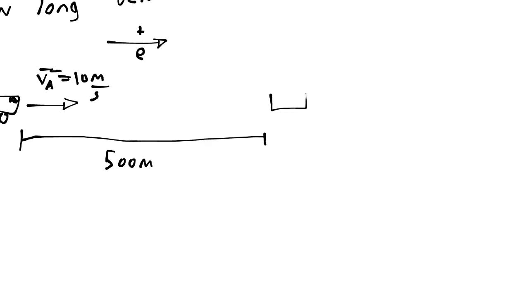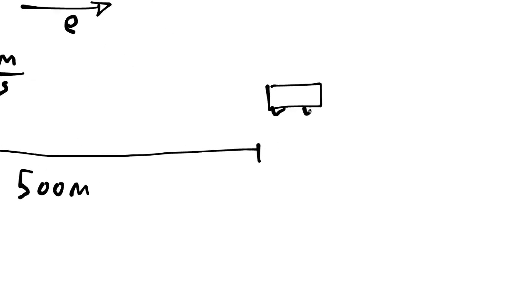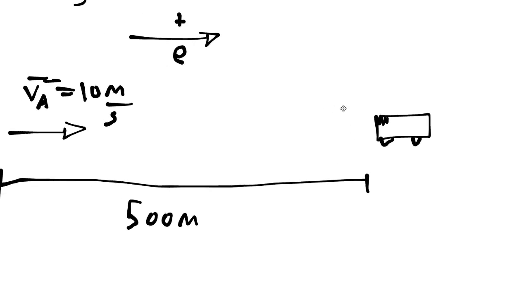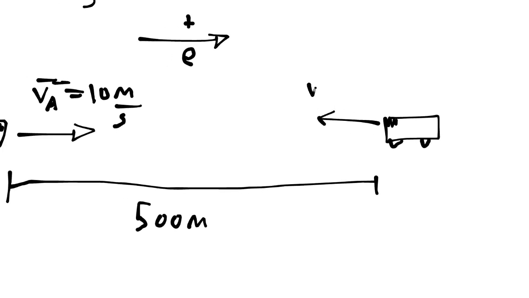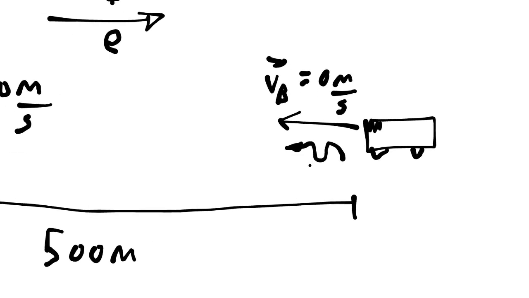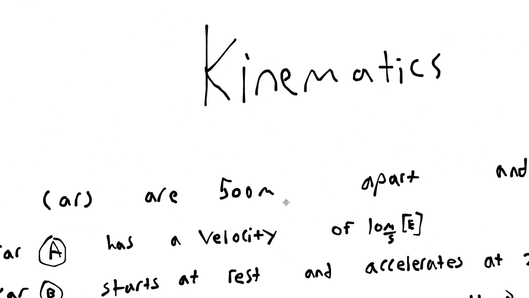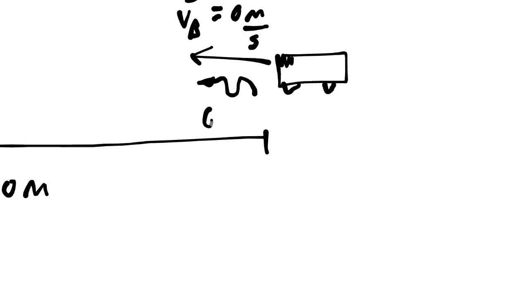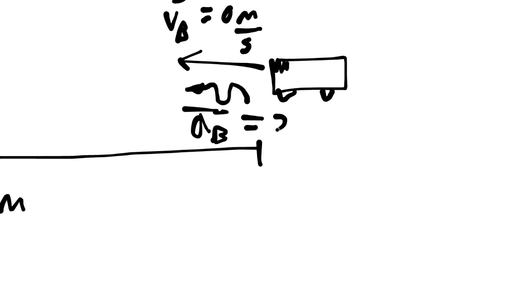And then there's car B over here. And its velocity at the start, so velocity B is equal to 0 meters a second. But it does have an acceleration. So it is an acceleration of, what is it, 2 meters a second squared? Yeah, so 2 meters a second squared. Acceleration for B equals 2 meters a second squared. Nice, okay.